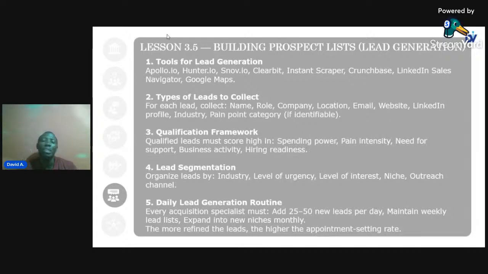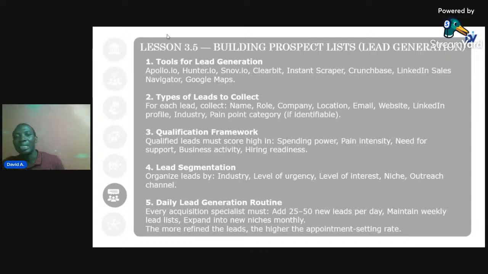Next is Google Maps. With Google Maps as well, you can generate leads. And we are going to do all of those practicals in a subsequent module of this training. Number 2 is the type of leads to collect. You will not just collect every information. There is certain information that you need to collect.